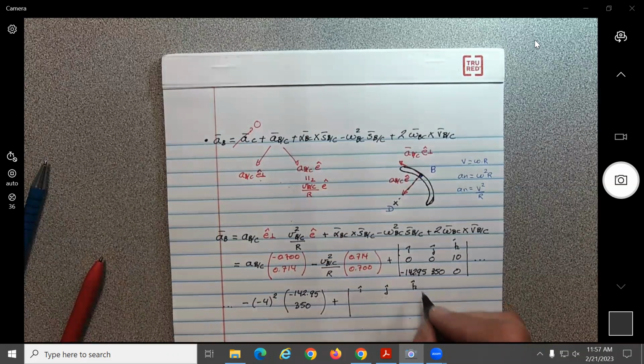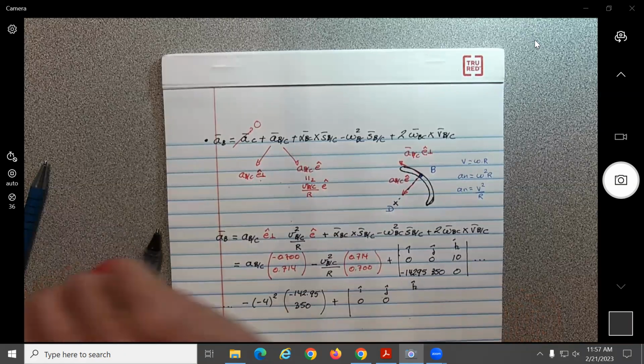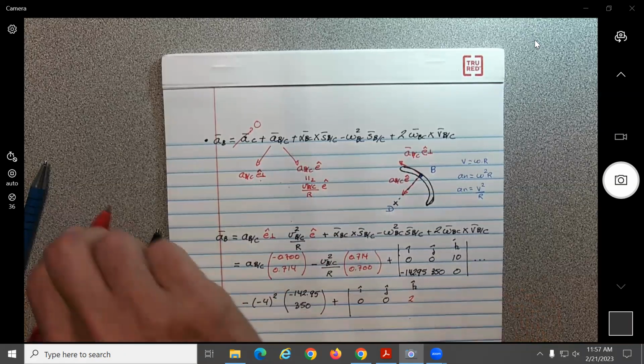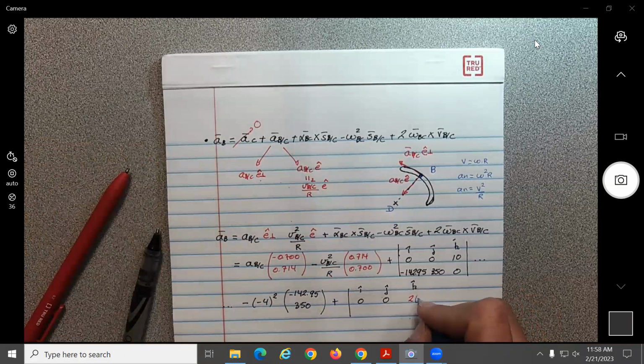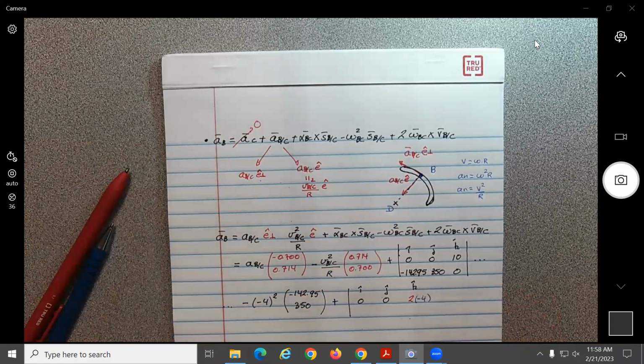JK, 0, 0, and generally I put the 2 over here. What is omega BC? So it's 2 times -4, no? And then B with respect to C, I asked you before to give me that result. Let's see, what is it?